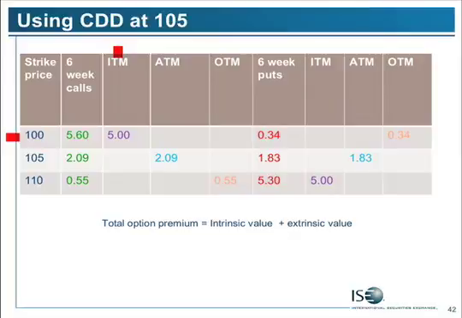Using the same methodology, you have the 105 call. It's not worth anything intrinsically. Why? If the U.S. dollar Canadian is trading 105, the right to buy it at 105 is worth nothing really, because there's no intrinsic value. So it has an at-the-money value of about $2.09. So that option is cheaper than the 100 call, but it's not going to move point for point. It's not going to move in the same fashion as the 100 call.